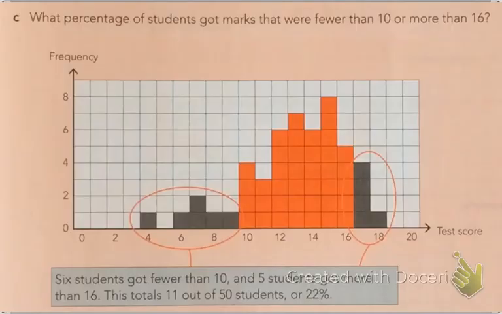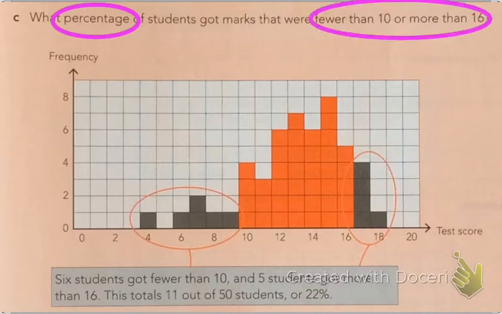Moving on to question C now. What percentage of students got marks that were fewer than 10 or more than 16? So there are a number of keywords that come up here. First of all, we're looking at what percentage of students, so when we get our answer, we have to give it in percentage form. They also ask for getting fewer than 10 or more than 16. So there are 2 groups that we're interested in here.